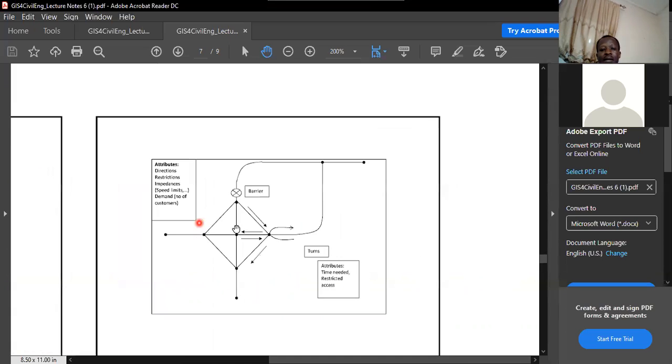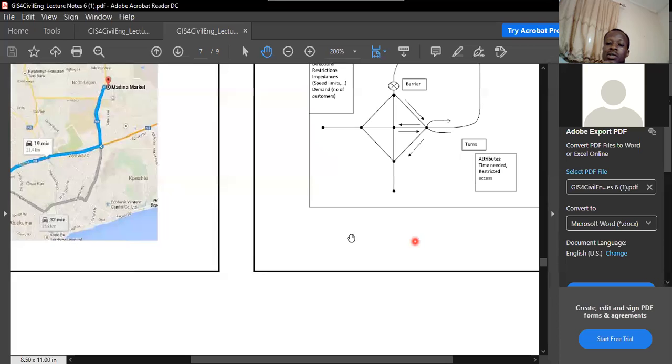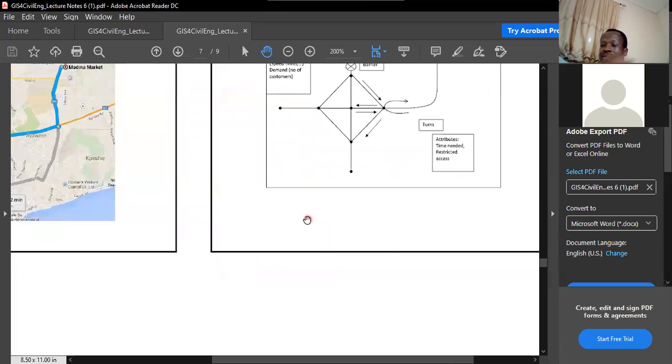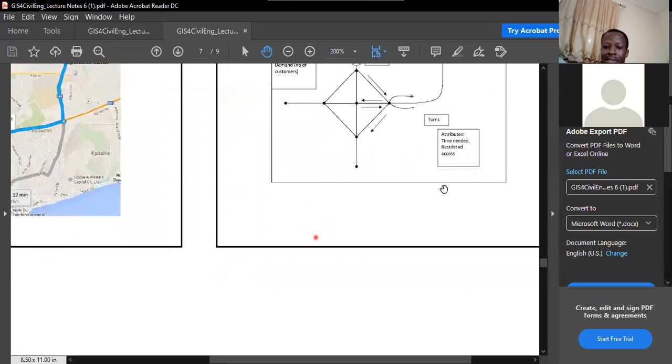You can see here, I'm just trying to show you, I'm trying to model an interchange in a very crude way. Okay. And so you have these nodes, the round circles. The filled circles are actually junctions, intersections. And then attributes that we may need: direction, restrictions, impedances, etc. Take note of that. We've already talked about this. Time needed to travel from one point to the other can also become a cost. We can look at that.